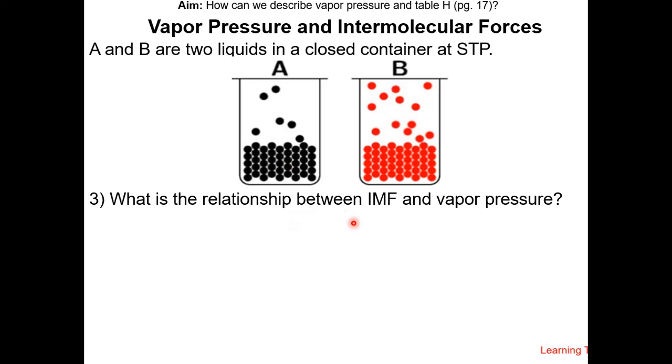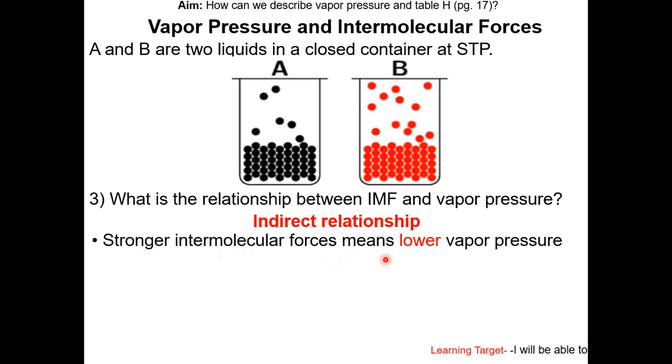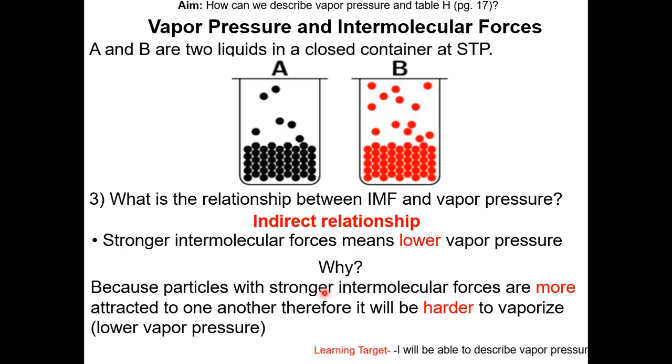So what's the relationship between intermolecular force and vapor pressure? It is an indirect relationship. The stronger the intermolecular force, the lower the vapor pressure. Why is that? Because particles with a stronger intermolecular force are more attracted to one another. Therefore, it will be harder to vaporize. So we'll have a lower vapor pressure.